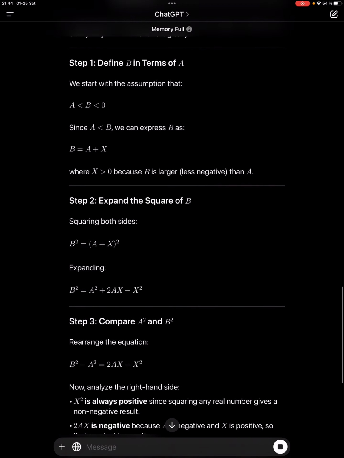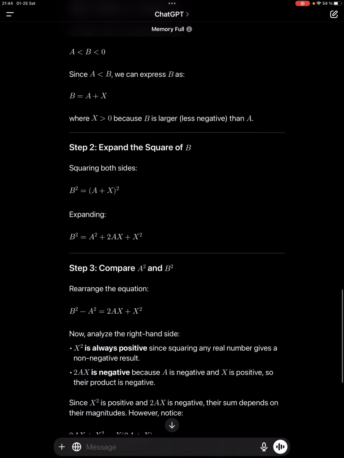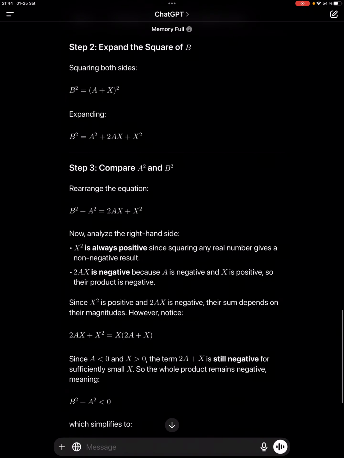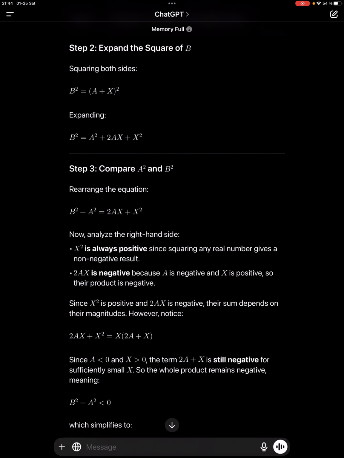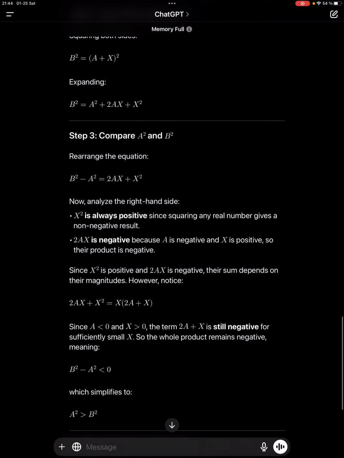So expand the square. Step 3, rearrange the equation. Now let's analyze the right answer. x squared is always positive because squaring a real number gives a non-negative result. 2ax is negative because a is negative and x is positive, so their product, yes, that's correct. So x squared is positive and 2ax is negative. Their sum depends on their magnitudes. However, notice that 2ax plus x squared, we draw out the x.